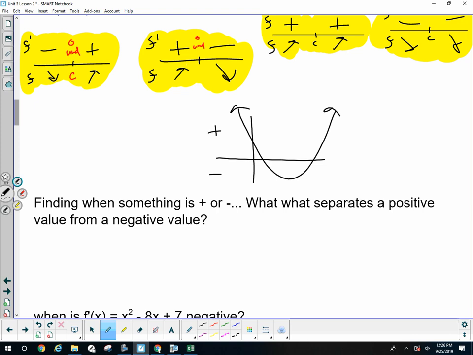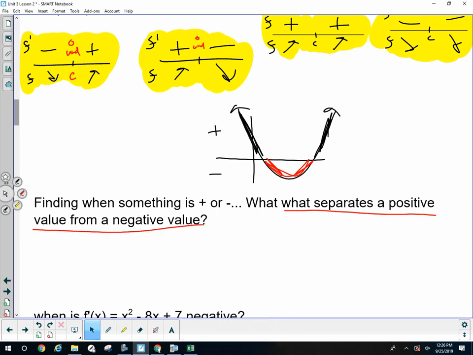Positive values are above the x-axis. Negative values are below the x-axis. So here's positive values. Here's positive values. Here are negative values. What separates a positive value from a negative value? Discuss with your neighbors. What do you think?